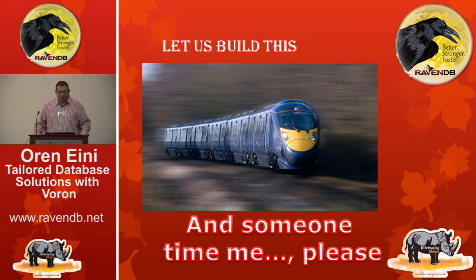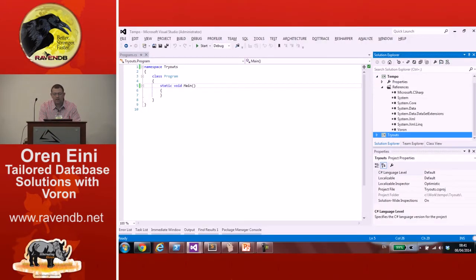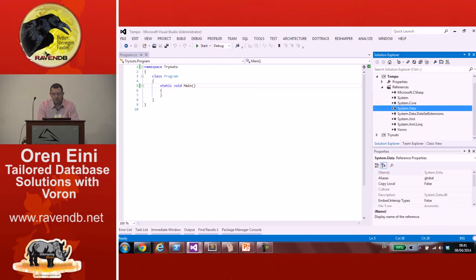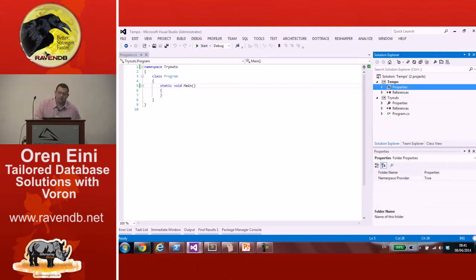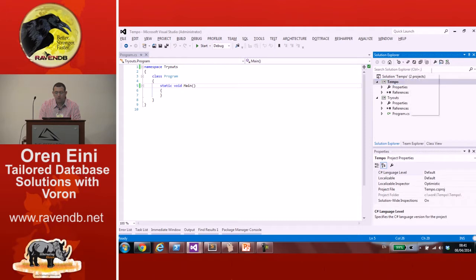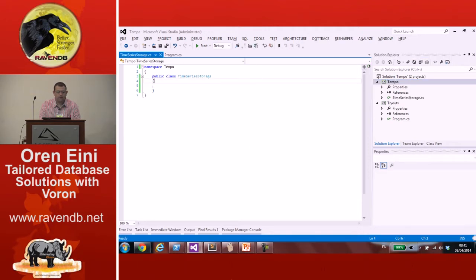And let's go and start. I set up already a project, and the project has Voron in it, and the project has just a tryout so we can try. So we're going to start by creating a new class and call it TimeSeriesStorage. It's going to be disposable.